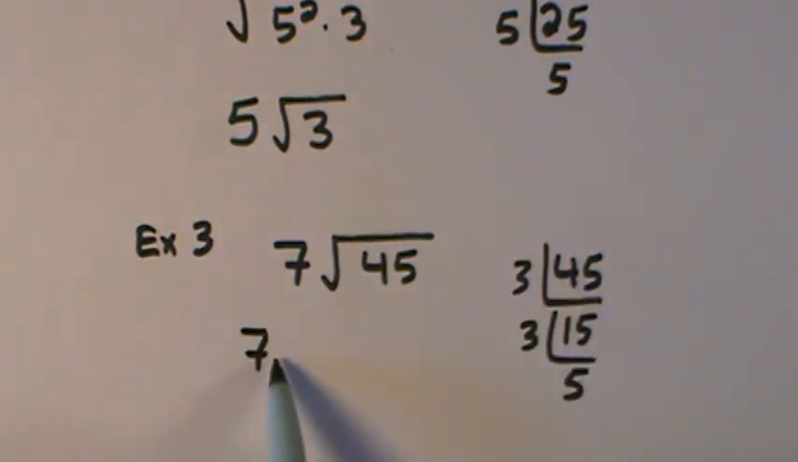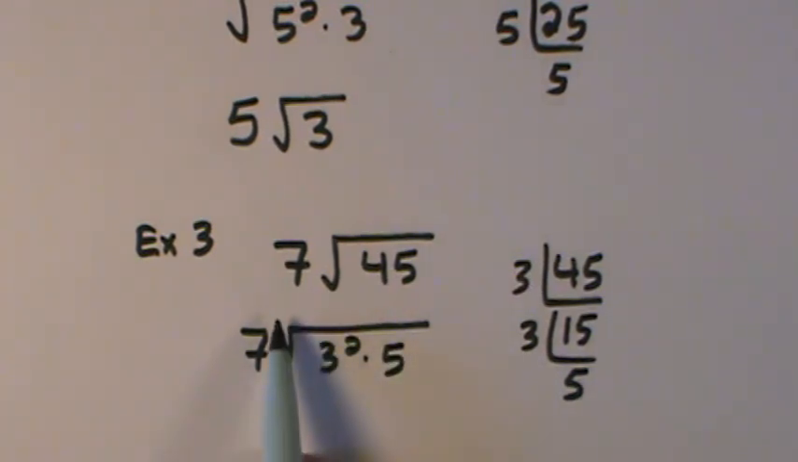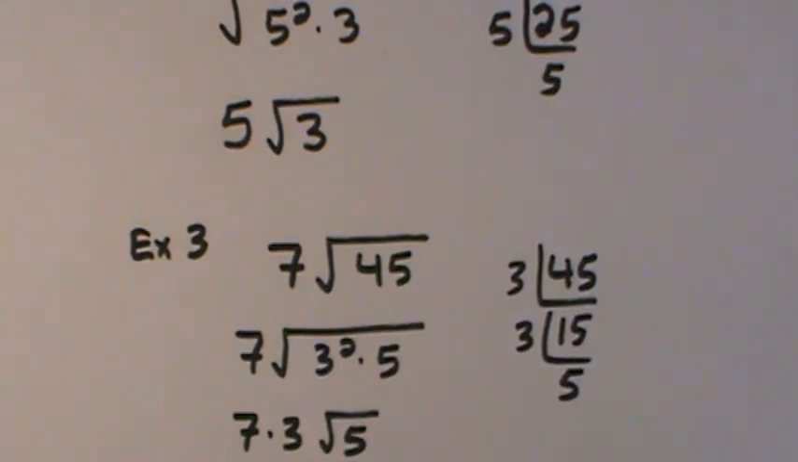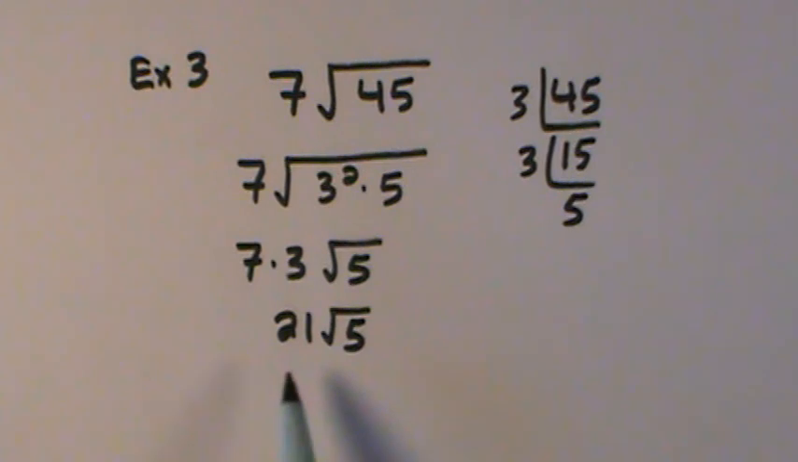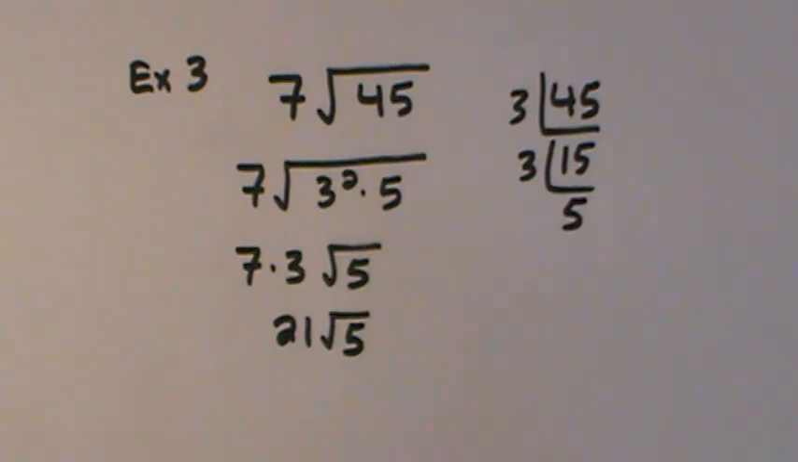I could rewrite this as 7 square root 3 squared 5, which means that this 3 has the key to get through the airport security. So it would come out as a regular 3, and we can call this 7 times 3 square root 5. But 7 times 3 is 21. So you got 21 square root 5. That would be your final answer there. And this is a quick number of examples on how to simplify radicals.